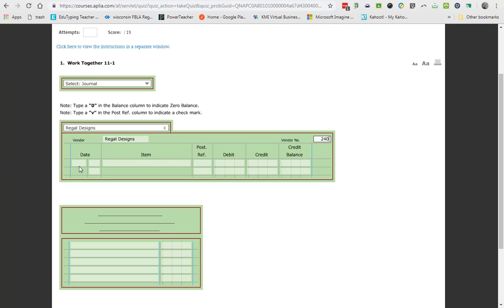Now we have a date. As of October 1st, we have a balance. So under the date column, I'm going to do October 1st. Now, I'm bringing a balance forward. I'm not getting it from a specific spot. So I'm going to go ahead and say balance.